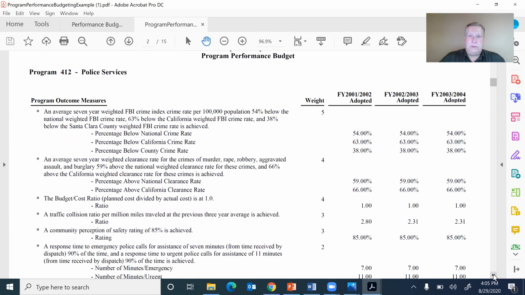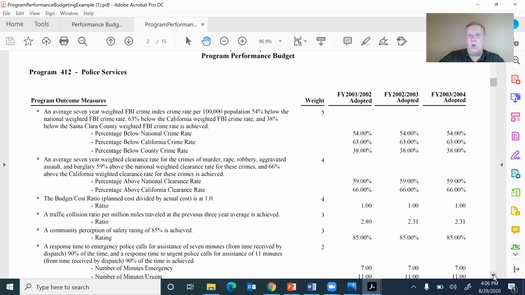Here are some outcome measures, some goals that we are trying to achieve in doing our police services and this protection of persons and property. So for this program 412 Police Services, some of our outcomes are to achieve an average 7-year weighted FBI crime index rate below a rate per 100,000 population, 54% below the national weighted FBI crime rate. So we want to be 54% below the national rate, 63% below the California weighted FBI crime rate, and 38% below the Santa Clara County weighted crime rate.